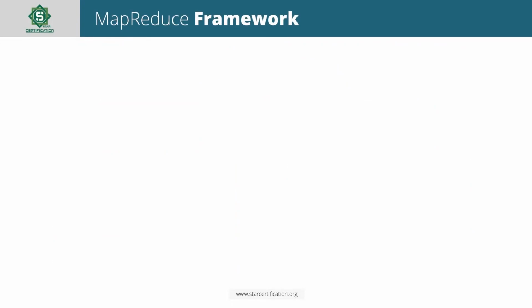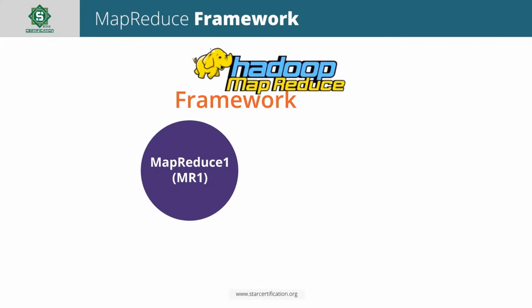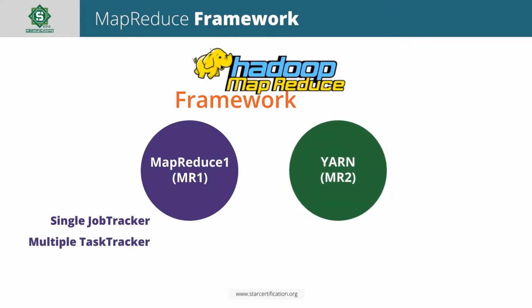MapReduce framework. There are two types of MapReduce frameworks. MapReduce 1. The components of MR1 are a single job tracker and multiple task trackers. YARN. The components of MR2 are the resource manager, node manager, and application master. MR2 has several advantages over MR1, such as better scalability, better resource utilization, and so on.